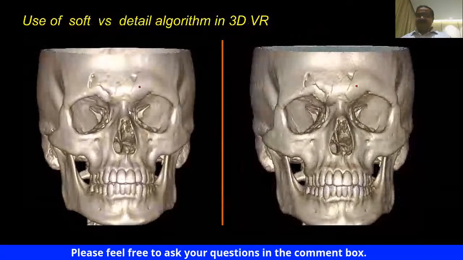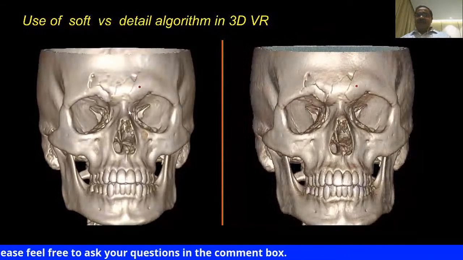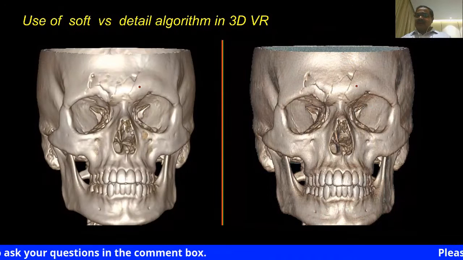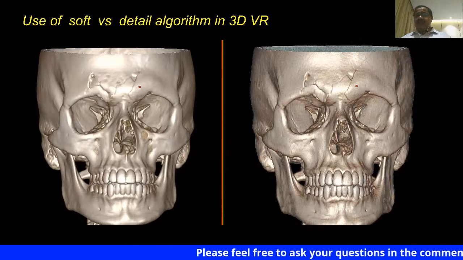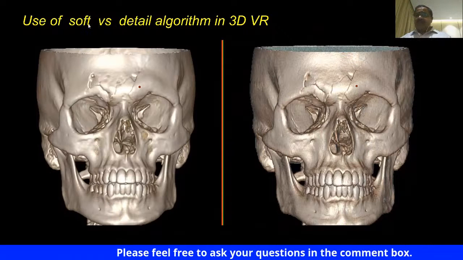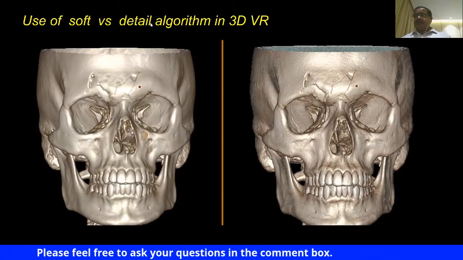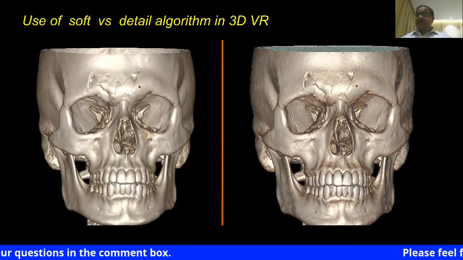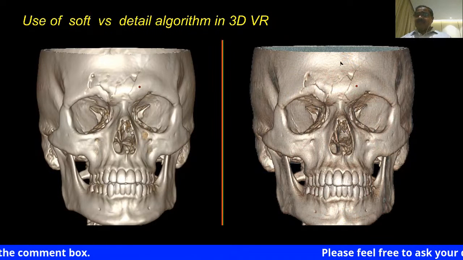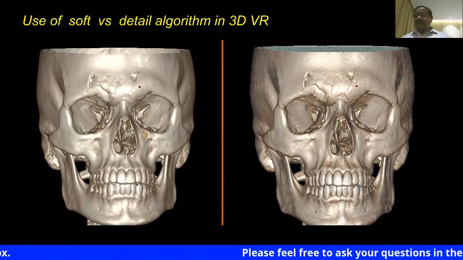If you still want to improve the resolution and the sharpness of your 3D volume rendered images, you can move from soft tissue to another, slightly higher high pass filter algorithm called detail, which can help to see the fracture visualized well in the 3D.